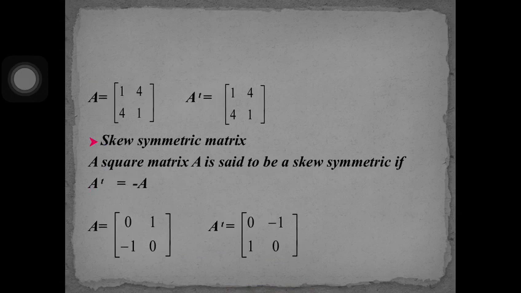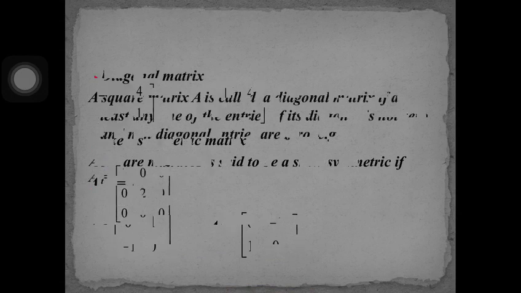Next, skew symmetric. A square matrix A is said to be skew symmetric if A transpose is the negative of A. If we take the transpose of the given matrix, then it is equal to the negative of the given matrix, so it is called the skew symmetric. If A is equal to 0, 1, minus 1 and 0, taking the transpose, it is equal to 0, plus 1 is changed into minus 1 and minus 1 is changed into plus 1, so it is equal to the negative of the given matrix, so it is called the skew symmetric.